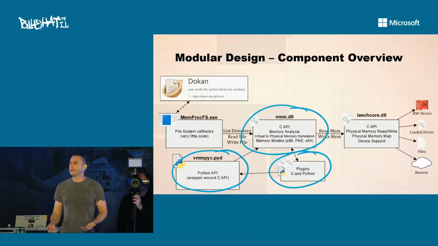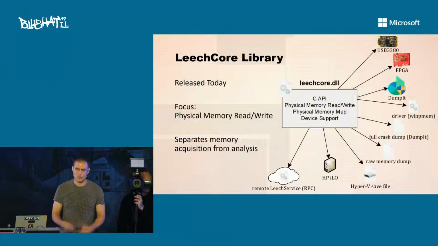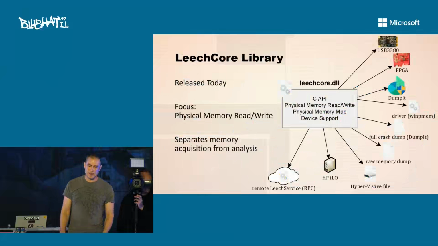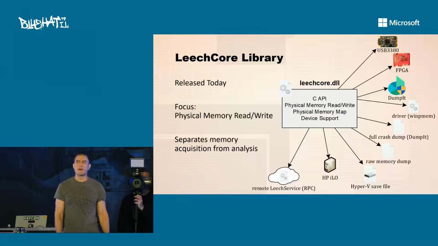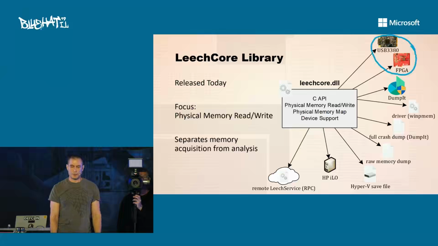And also, in order to make it even more modular, I decided to break out the physical memory acquisition functionality to a separate library, which I call the Leech core library, which is something I'm releasing here today. It is a small library that focuses totally on physical memory read and write. And this separates memory acquisition from analysis in a really nice way, and it would also allow me to reuse this component across my projects. I do support the initial USB 3380 hardware, but also the FPGA hardware.